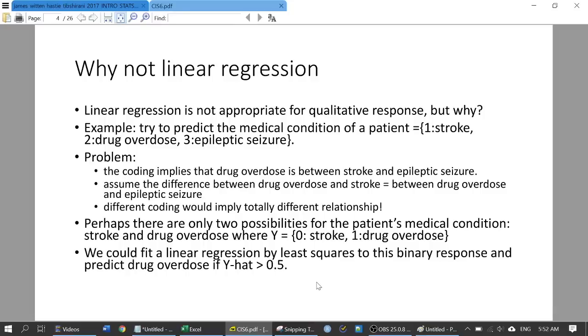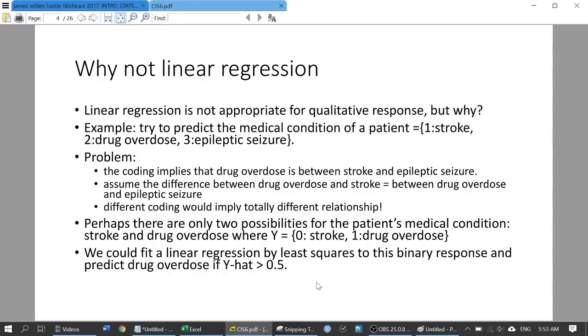The problem with this is that, let's say you have a set of explanatory variables and you try to use linear regression to predict whether this person is 1, 2, or 3. The coding implies that drug overdose is between stroke and epileptic seizure. So the higher the value of the response variable, you would think that this person might have an epileptic seizure, and the lower value would be stroke, with drug overdose in the middle, which is not true. This is a nominal variable, a totally different thing.